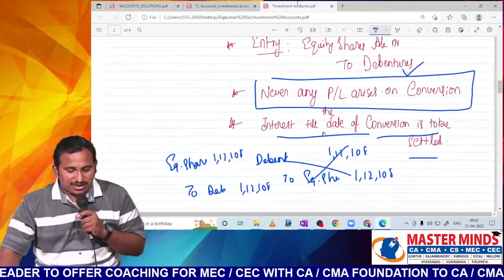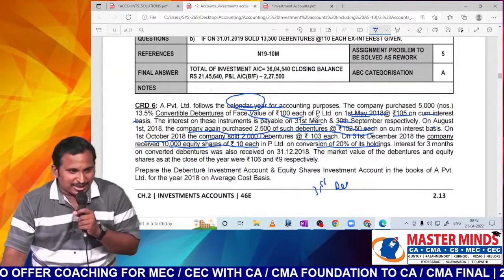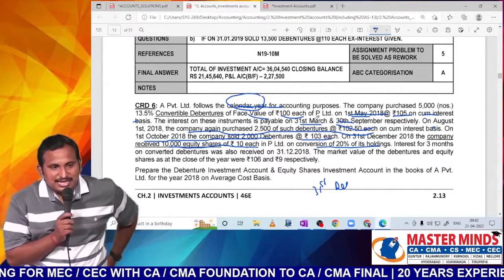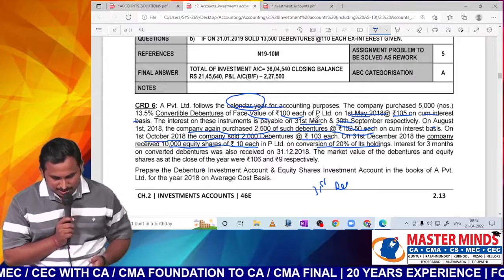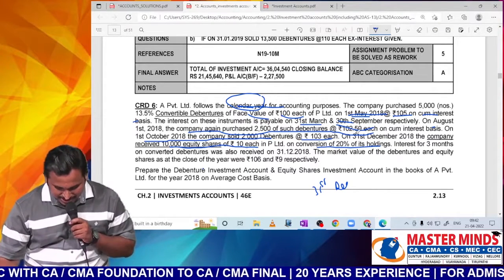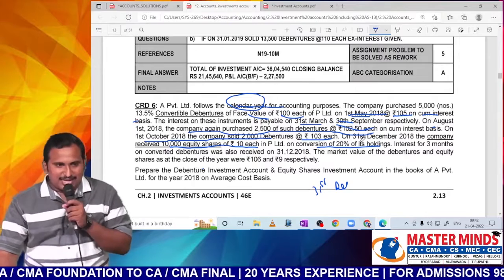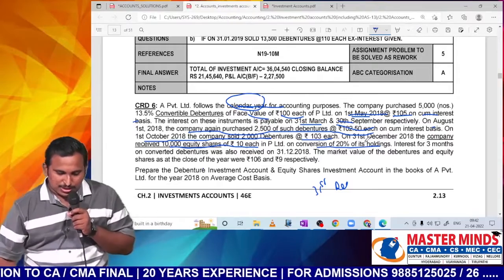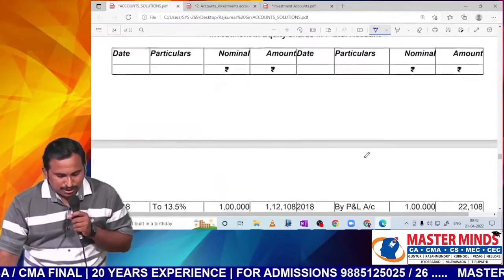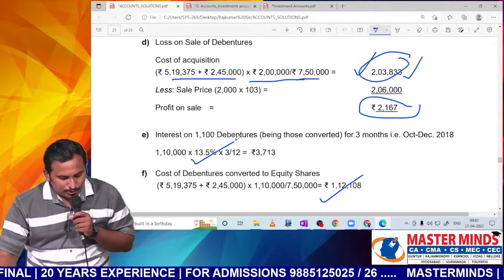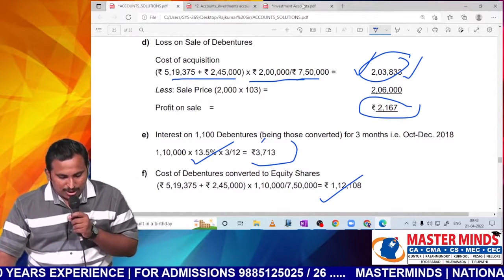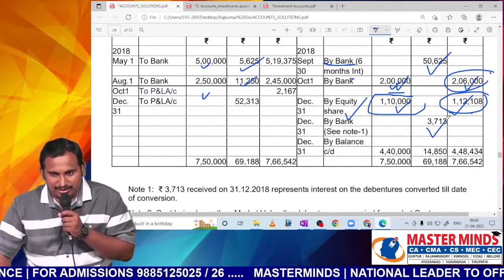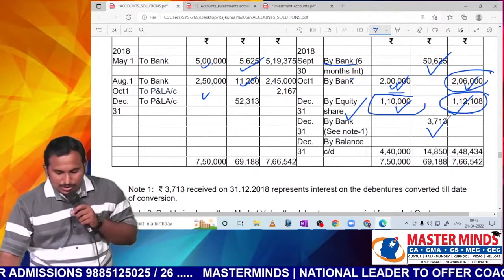For these 1,100 debentures, you have to settle the interest also immediately, sir. How many months completed? Please observe. What is the last interest due date? 30th September. What is the date of conversion? 31st December. Okay, so 30th September is the last interest due date. So how many months are there? 3 months. For these 3 months, we should receive interest. So thereby 1,10,000 into 13.5% into 3 by 12. So that should be the interest. On that day only, we will show it as received by bank, 3,730. Is that clear, everybody, sir? In that way, we will record.